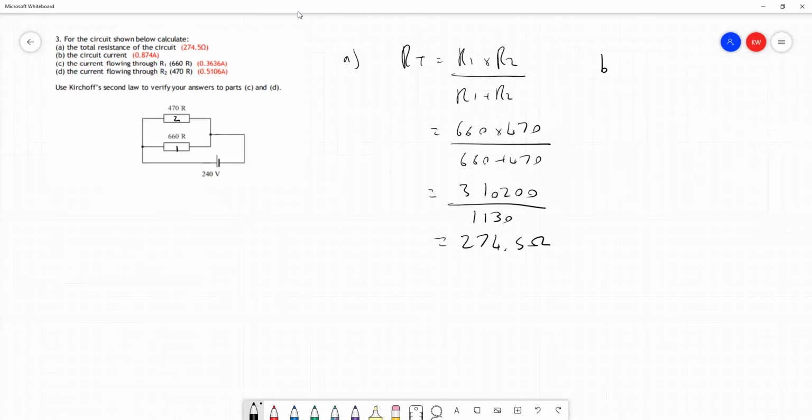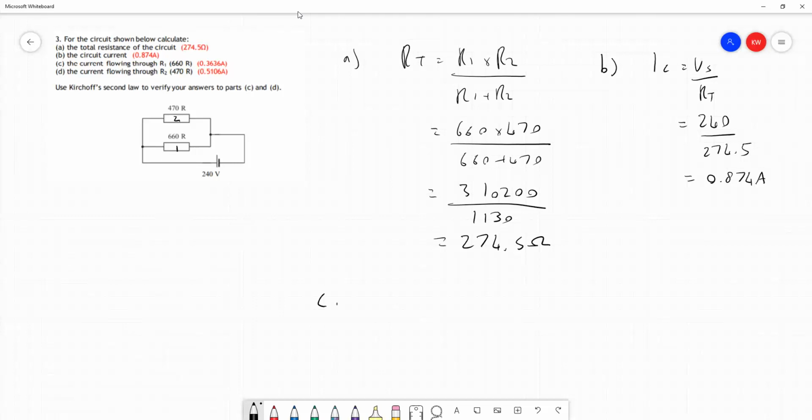In part B, we're going to find the circuit current by dividing the supply voltage by the total resistance that we've just worked out. That's 240 volts divided by 274.5. So it's going to be a bit less than 1 here. So 240 divided by 274.5 gives us 0.874. And of course, our units are important, so we have amps there as well.